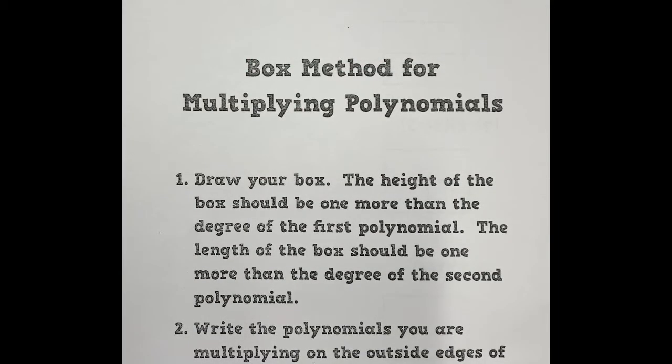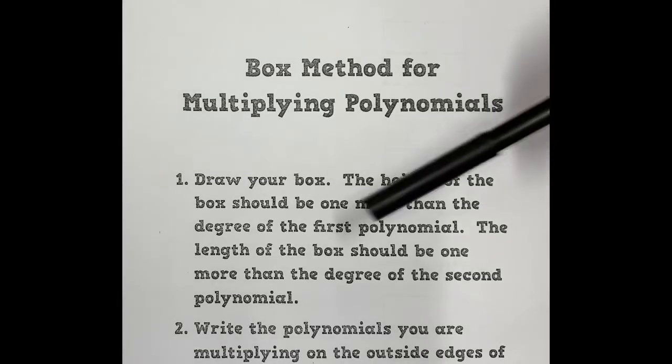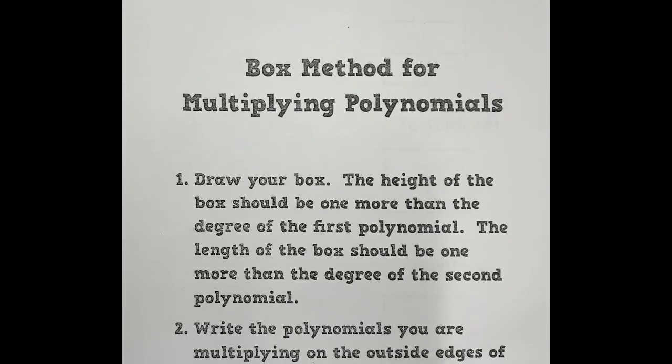We're now going to multiply polynomials, and in order to multiply polynomials, we're going to use a box method, or we can talk about doing it other ways, but these notes are for doing a box. We're going to draw a box. The height of the box should be 1 more than the degree of the first polynomial. So if the degree of the first polynomial is 2, we should have 3 boxes. The length of the box should be 1 more than the degree of the second polynomial. So if the degree of the second polynomial is 3, we should have 4 rows.